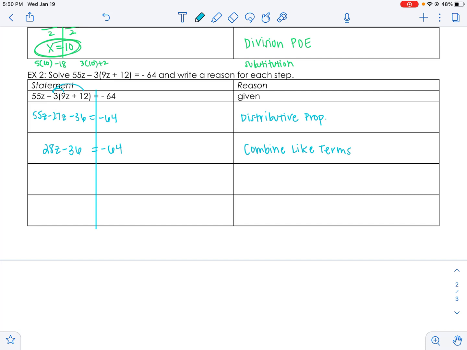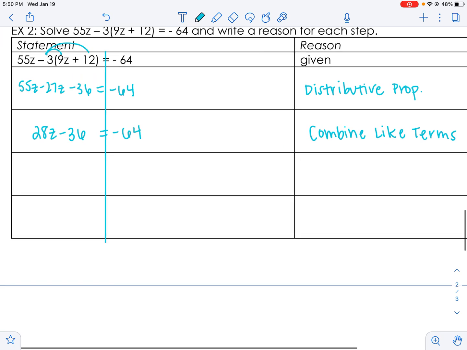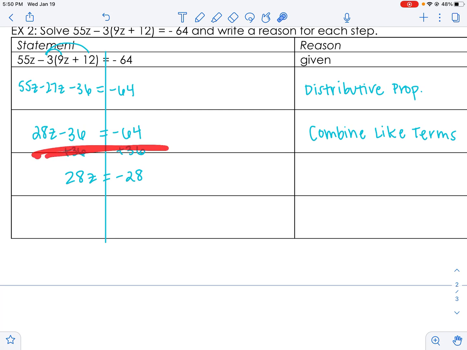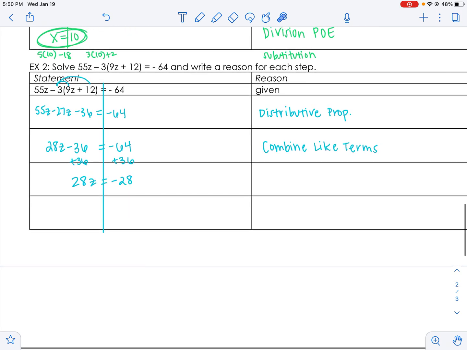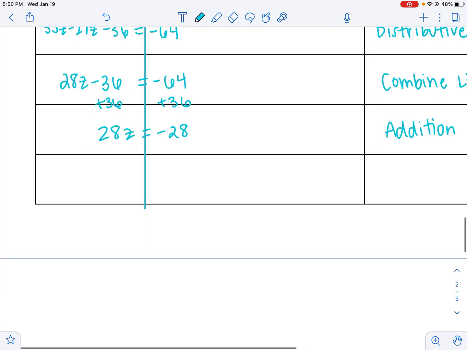And now I'm going to get z by itself. So what would I do next? Add 36 to both sides. So now I have 28z equals negative 28. And sometimes in these proofs, they actually won't write out the steps. They'll just go from there to there to there, and you've got to kind of fill in the gaps. So we added 36. If I were going to solve, I would add 36, which is addition property of equality, or POE for short.